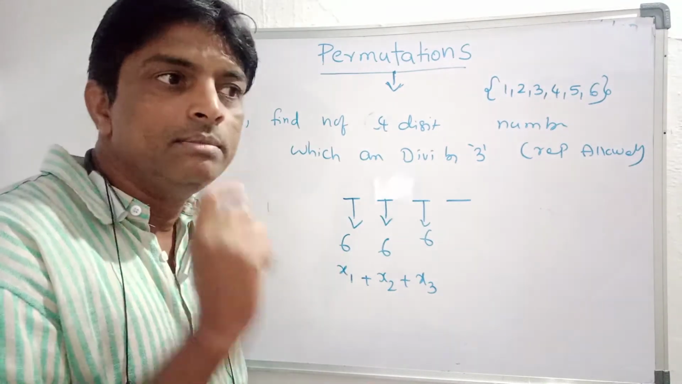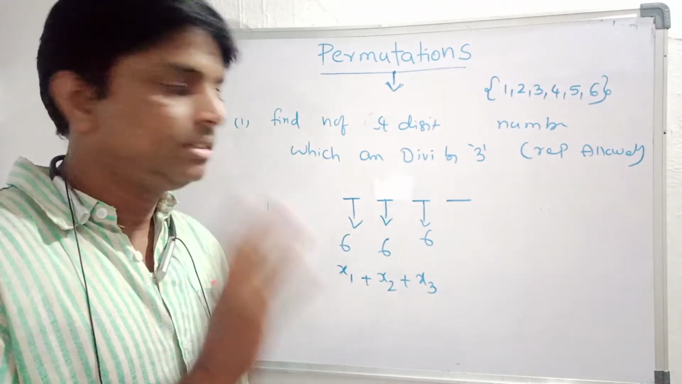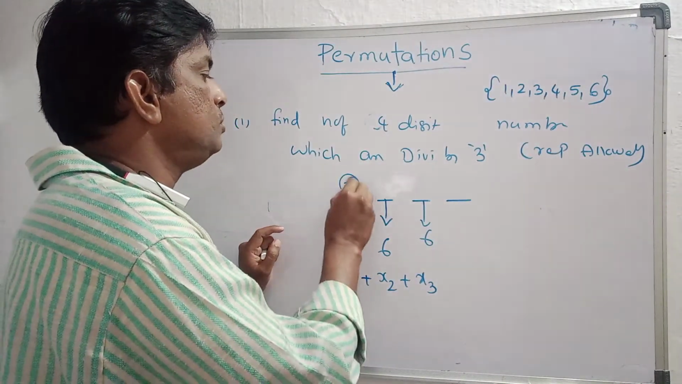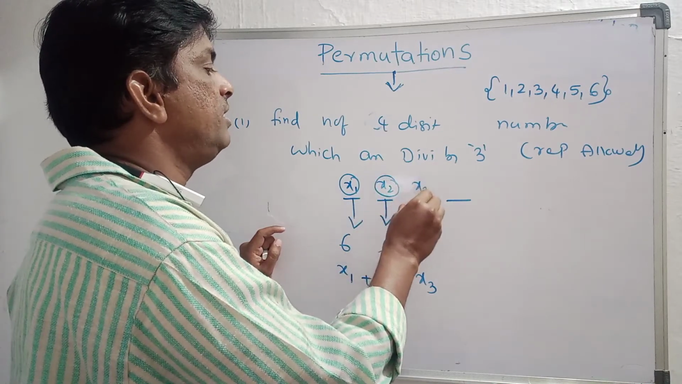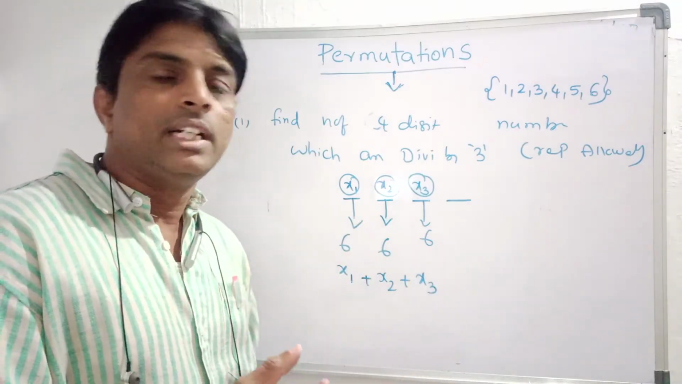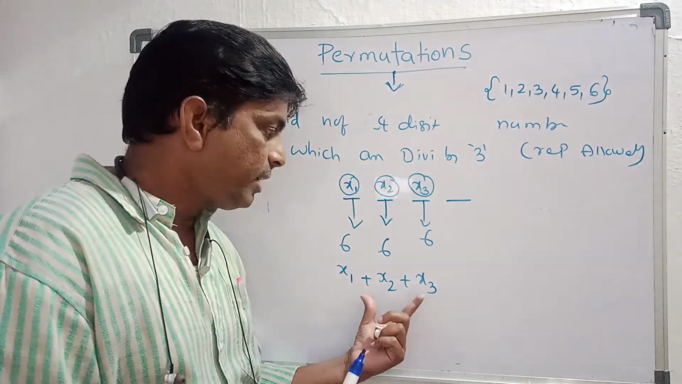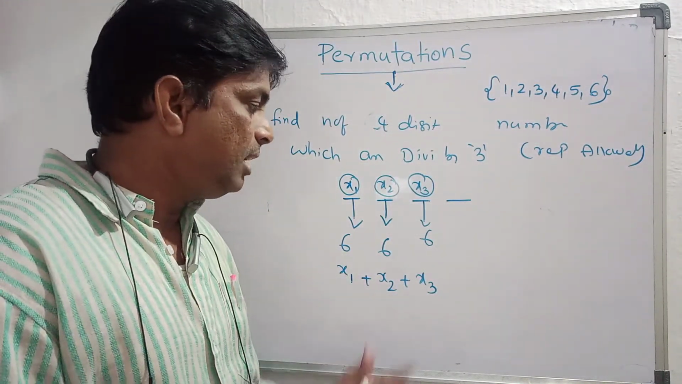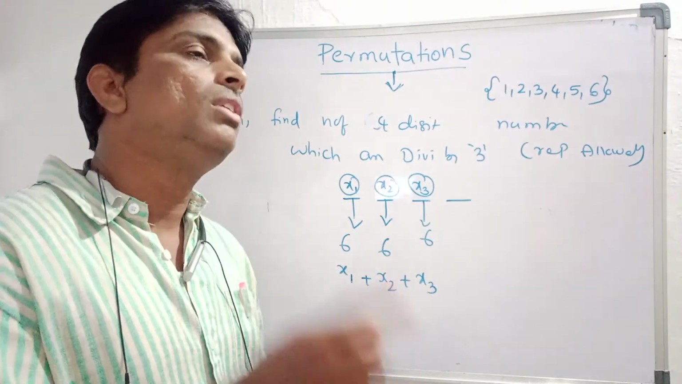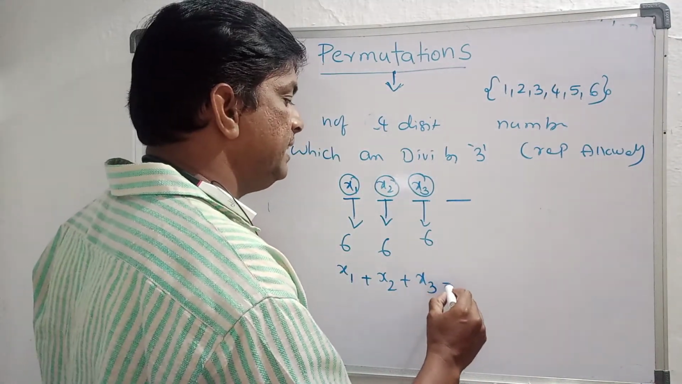Remember, whenever any number is divided by 3, the remainder you get is either 0, 1 or 2. So here x1 is the number allotted in the first place, x2 in the second place, x3 in the third place. When I add these three numbers, you get a sum. Now if you divide this sum by 3, you get remainder 0, 1 or 2.